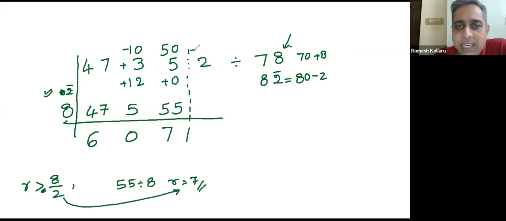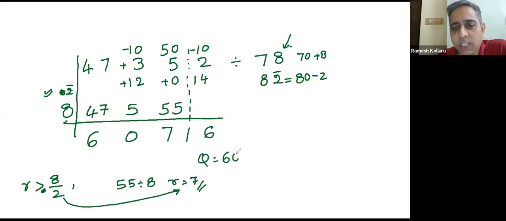So minus 10 is passed and 7 times 2 is 14. So the final answer is 6. So my quotient is 607 and remainder is 6 here, right?